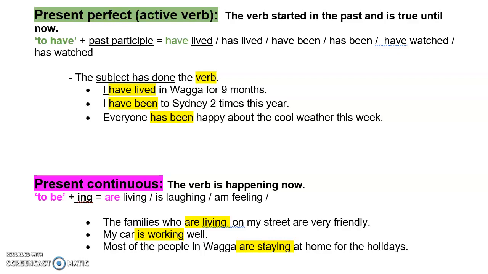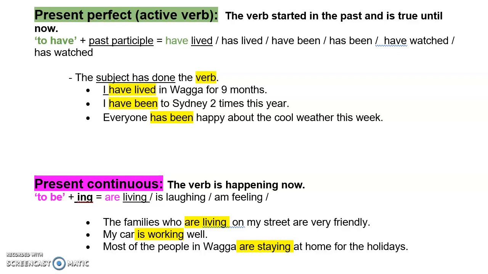Now let's look at the present perfect and the present continuous. The present perfect up the top in green, as we said before, uses the to have verb plus the past participle. Now let's look down at the purple, the present continuous. We form this verb with the to be verb plus the ing verb. Some examples are living, is laughing, am feeling.